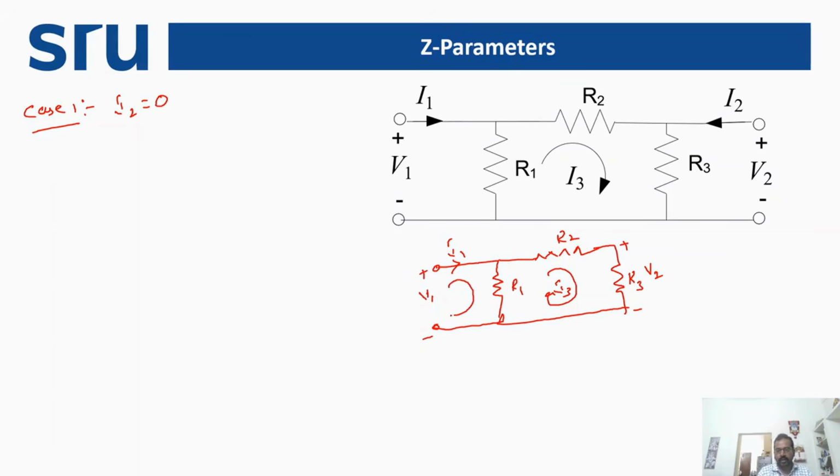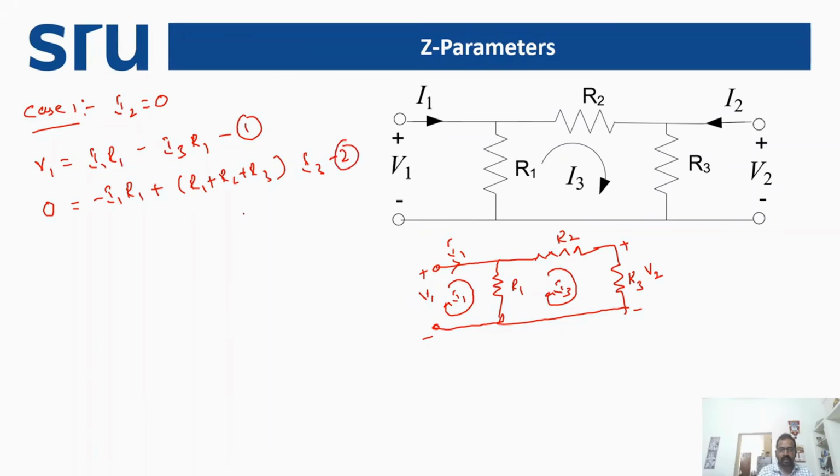Now let us write the mesh equations. For the first mesh, we get V1 equal to I1 R1 minus I3 R1. This is our first equation. Now we shall write the second mesh equation. We don't have any voltage, right? So it is 0, equal to minus I1 R1 plus (R1 plus R2 plus R3) into I3. This is our second equation.